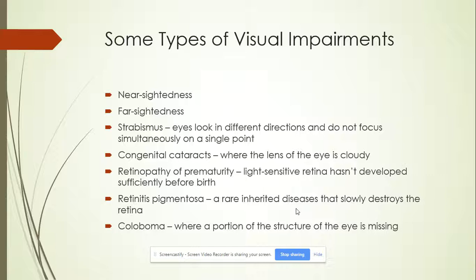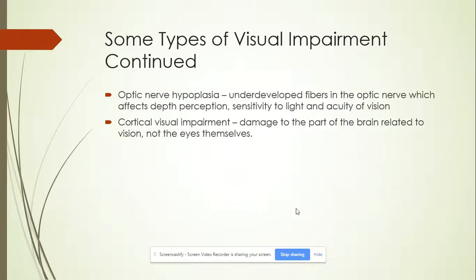retinitis pigmentosa, a rare inherited disease that slowly destroys the retina; and coloboma, where a portion of the structure of the eye is missing. Some more continued on here. We have optic nerve hypoplasia, underdeveloped fibers in the optic nerve which affect depth perception, sensitivity to light, and acuity of vision. Cortical visual impairment, damage to the part of the brain related to vision, but not the eyes themselves.